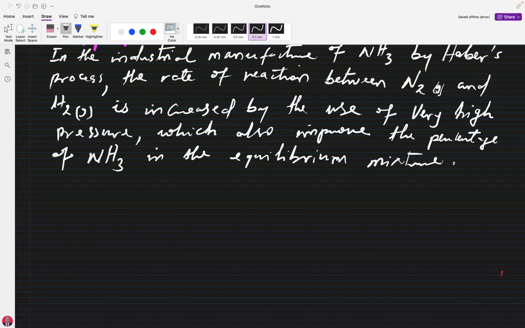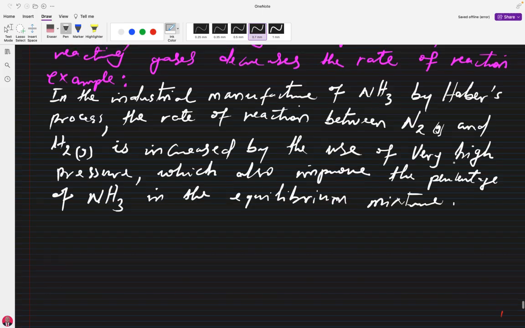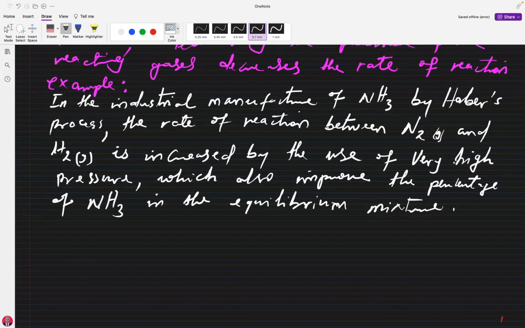So here you can see my example: in the industrial manufacture of ammonia by Haber's process, the rate of reaction between nitrogen and hydrogen is increased by the use of very high pressure, which also improves the percentage of ammonia in the equilibrium mixture.